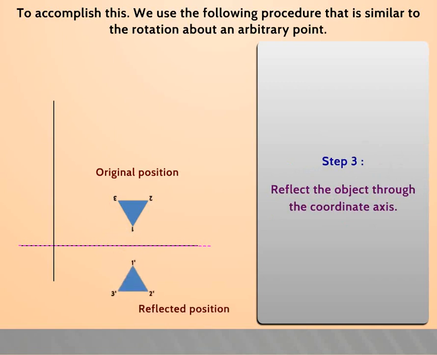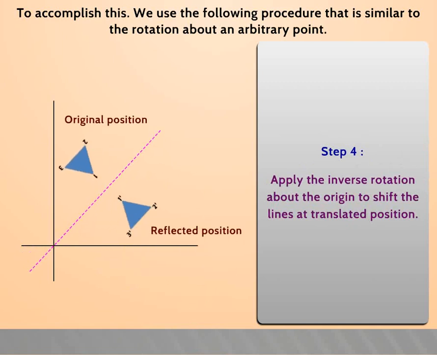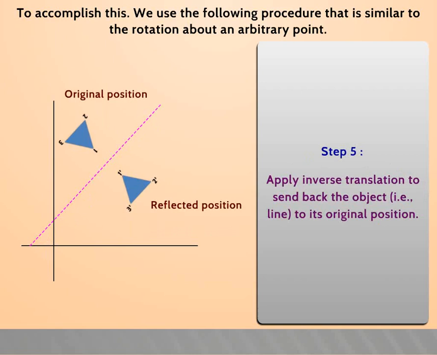Step 3. Reflect the object through the coordinate axis. Step 4. Apply the inverse rotation about the origin to shift the line to its translated position. Step 5. Apply inverse translation to send back the object, that is, the line, to its original position.